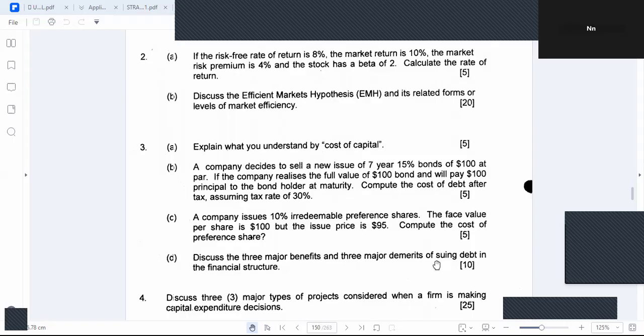The disadvantages, remember this is 10 marks of debt capital, is there are fixed financial obligations. The interest payments and the principal repayments are mandatory, so if you default, you have legal consequences. Number two, you have increased financial risk. High levels of debt increase the risk as a firm, which will lead to a higher required rate of return.